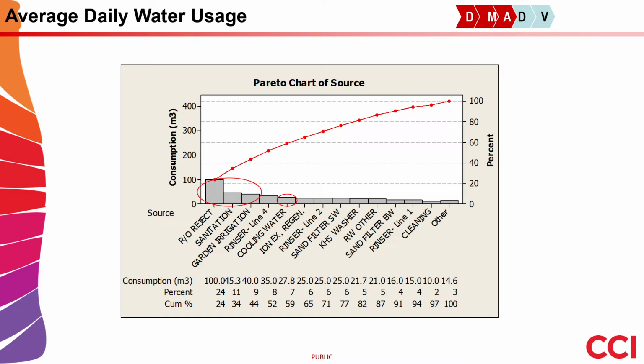So this Pareto chart gives us an understanding of the major consumption areas where we need to work. In this phase we get the idea of which are the high consumption areas. Here we can see that these three areas consume more than 50% of the water. So these are the major consumption areas and we need to work on these.